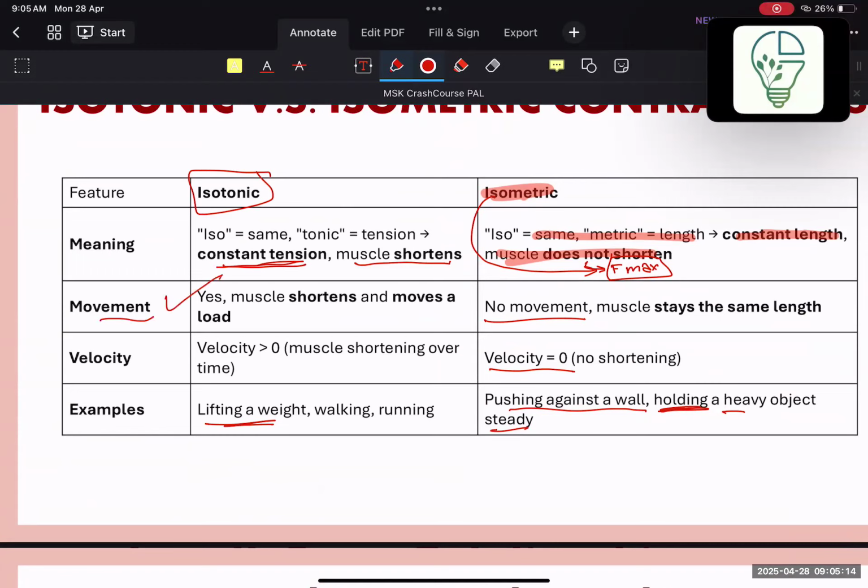So yes, there is movement. Yes, the velocity is over zero. Doesn't matter what the value is, it's just over zero. And finally, the examples are like when you're lifting a weight and walking and running.